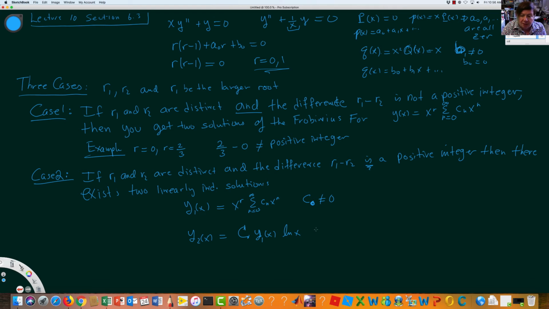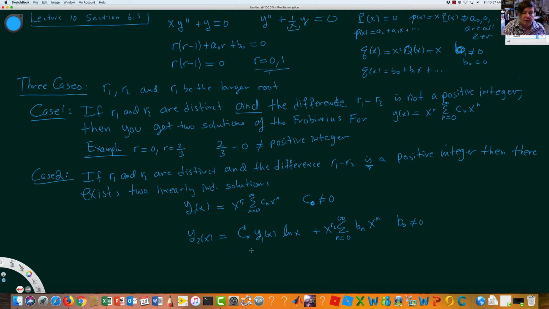Okay, but then plus a series part, x to the r1, sorry, x to the r1. That should make sense, I hope. And this is x to the r2, and then you get a series part. That looks like a Frobenius form, and we're just going to call those b_n's to distinguish them, x to the n, okay? With b0 not equal to 0, and C is a constant.